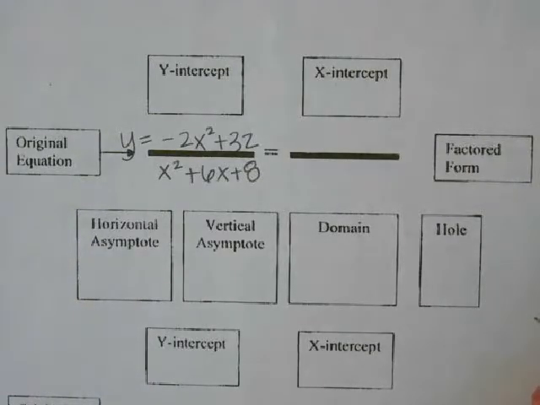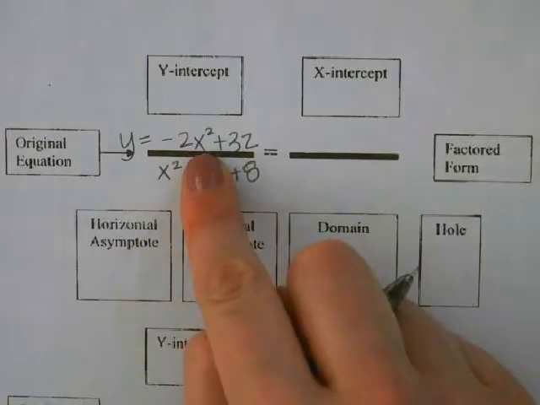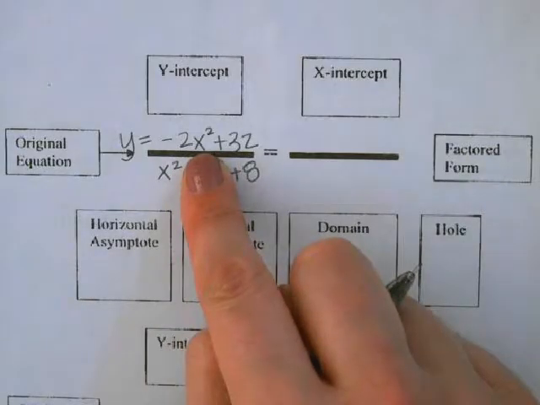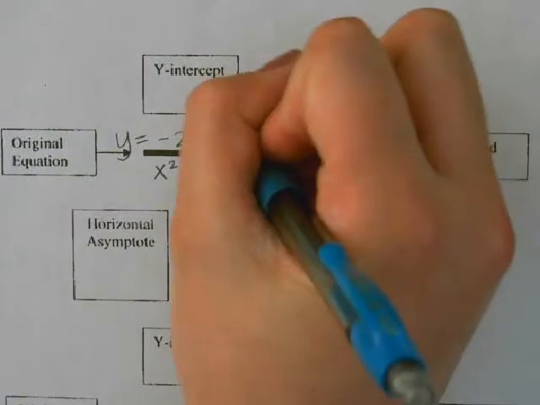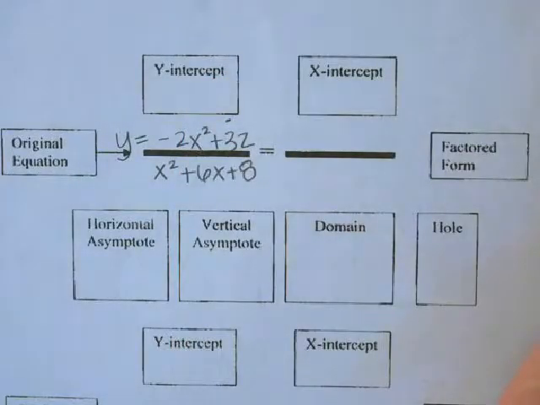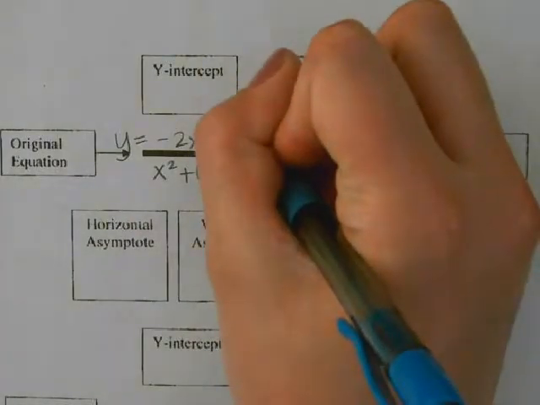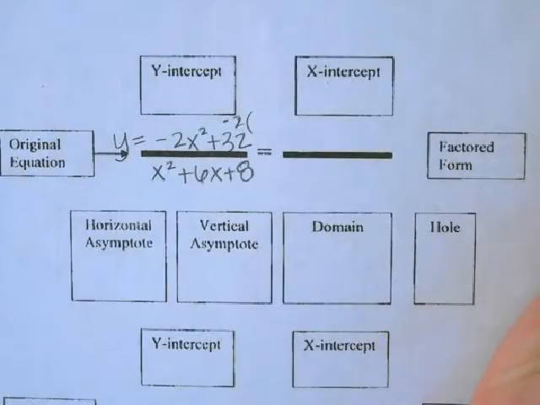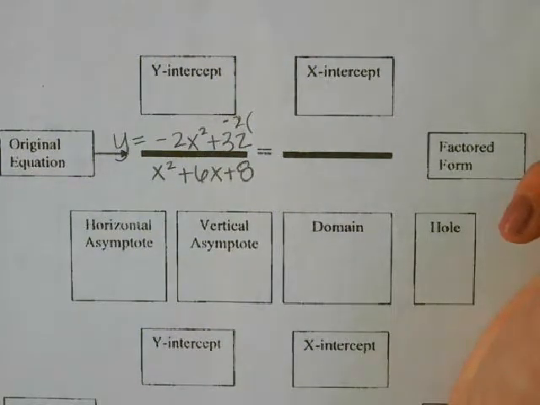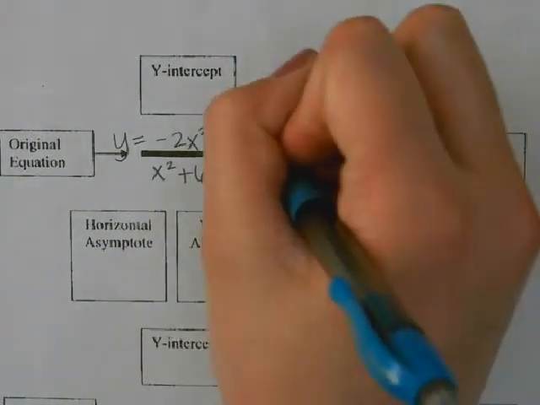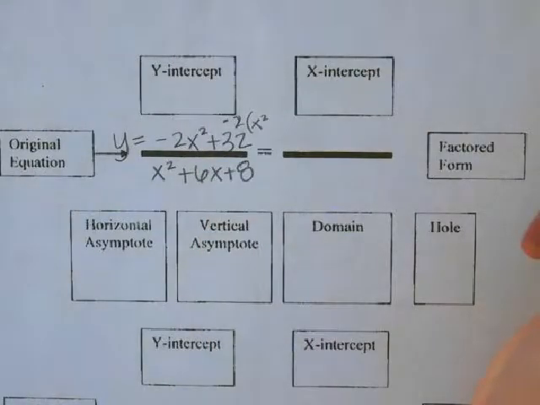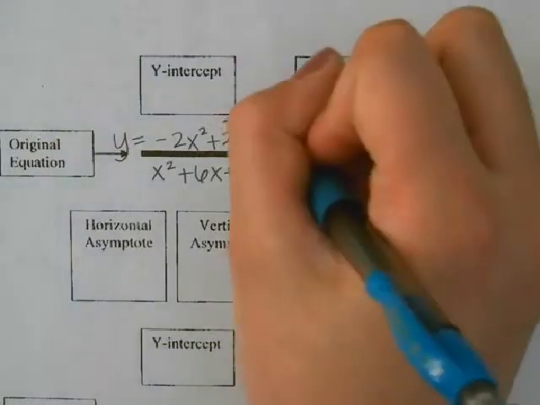Factor? What do you see about the top? It's negative. We've got to take out the negative. What else should we take out? 2, because we have a GCF of 2. So I'm taking out a negative, I'm taking out a 2. What does that leave you with? X squared plus... 32. X squared minus 16.